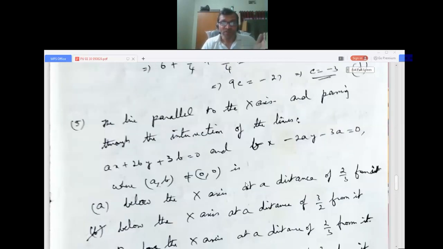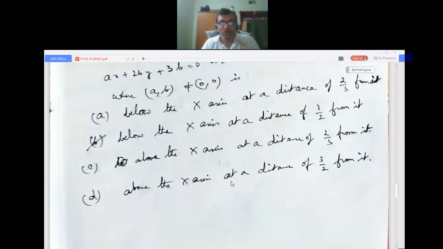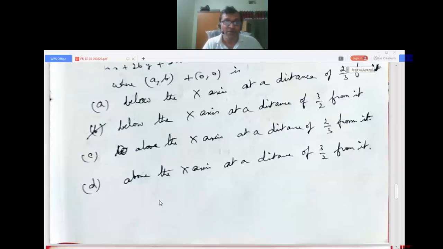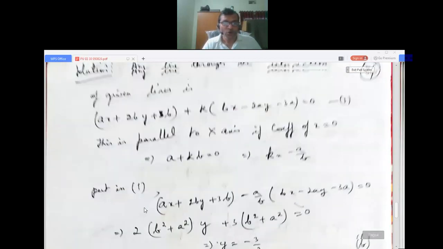So once again I repeat, the line parallel to x-axis and passing through the intersection of the lines ax plus 2by plus 3b equals 0 and bx minus 2ay minus 3a equals 0, where a comma b not equal to the origin is, first option, below the x-axis at a distance of 2 by 3 from it. Second option, below the x-axis at a distance of 3 by 2. Third option, above the x-axis at a distance of 2 by 3. Fourth option, above the x-axis at a distance of 3 by 2. So how do we do it?